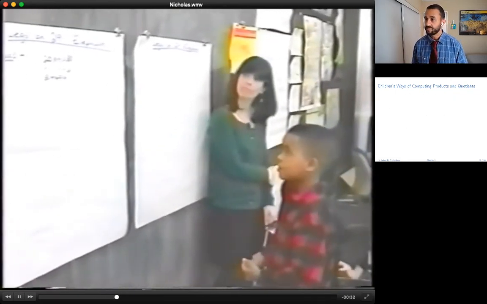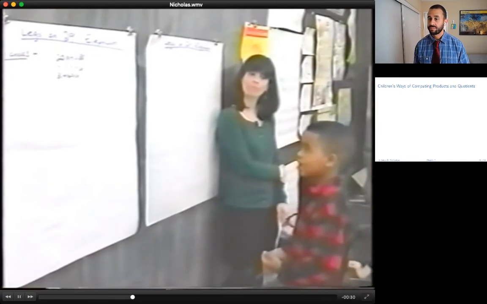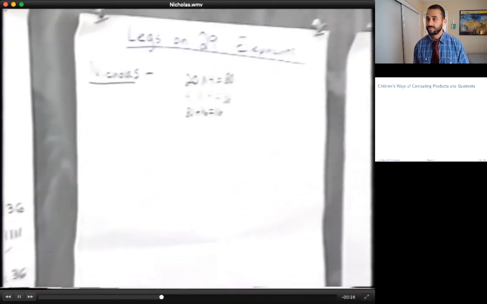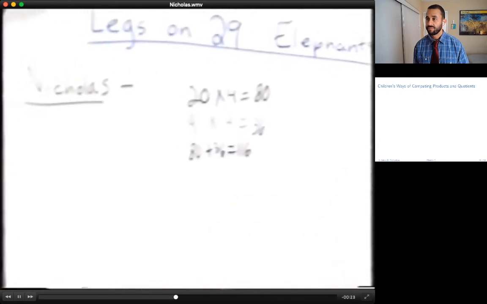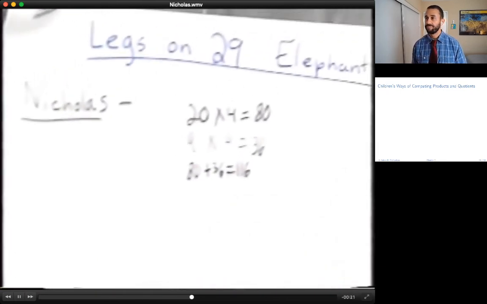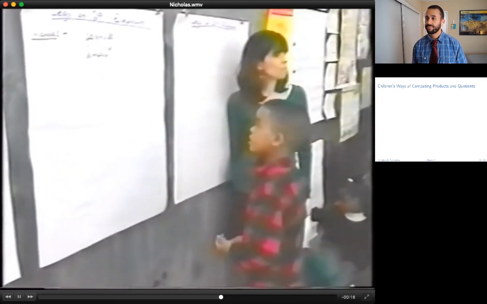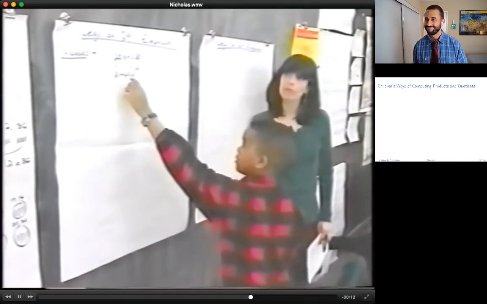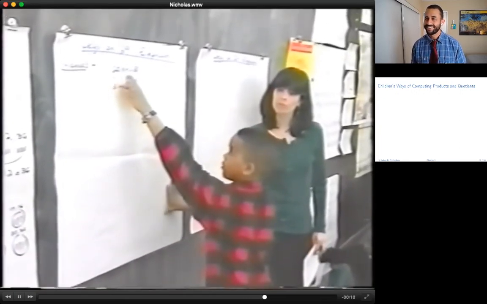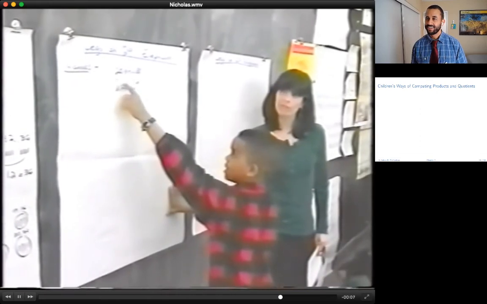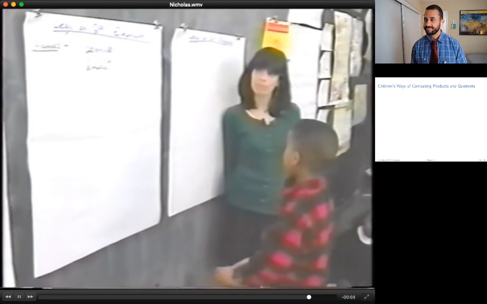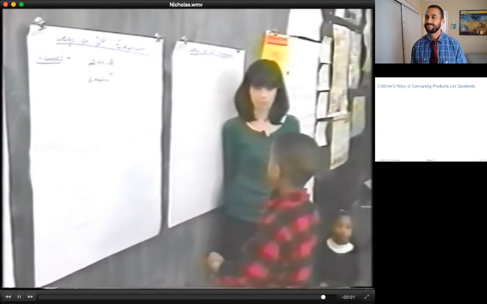I did 20 times 4 equals 80, and then 9 times 4 equals 36, and then 80 plus 36 equals 116. Okay, so can you explain where those numbers came from that you used? I got the 20 from the 29, I got the 9 from the 29, and I knew that 20 times 4 equals 80, and I knew that 9 times 4 equals 36, and then I added 80 plus 36, which equals 116. Okay.